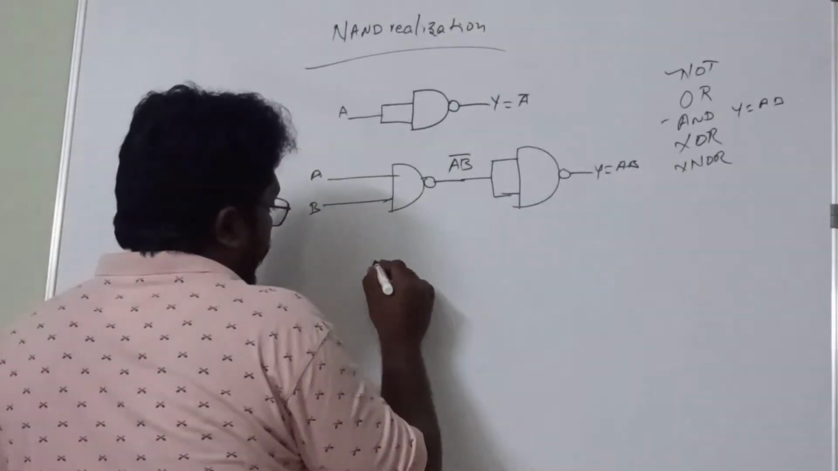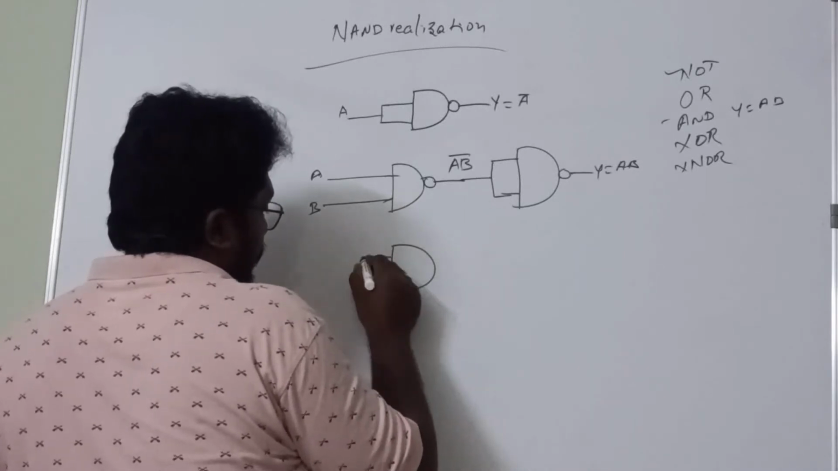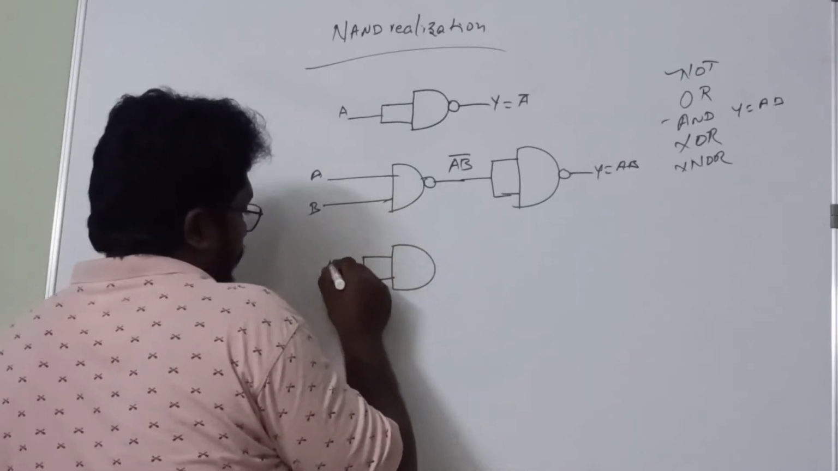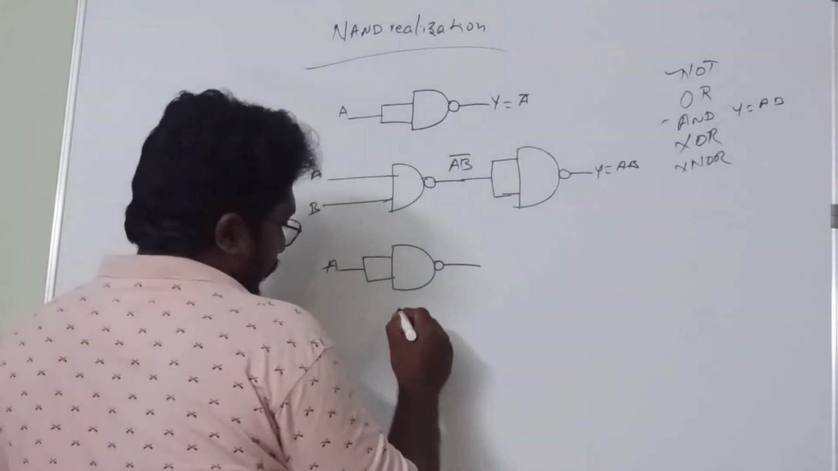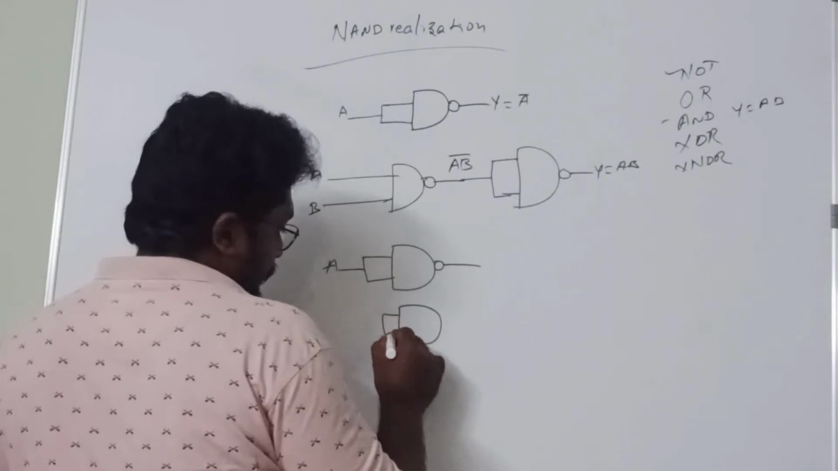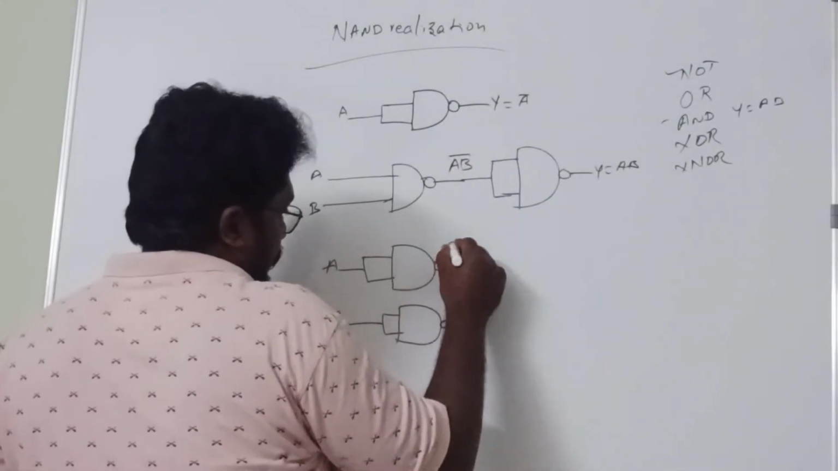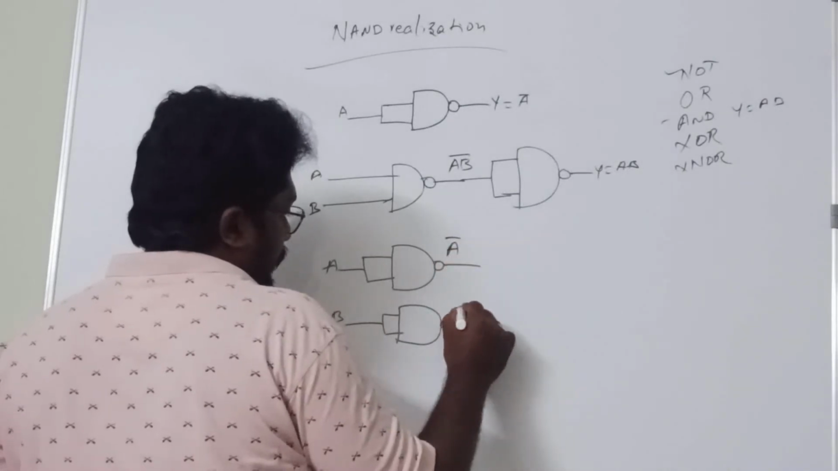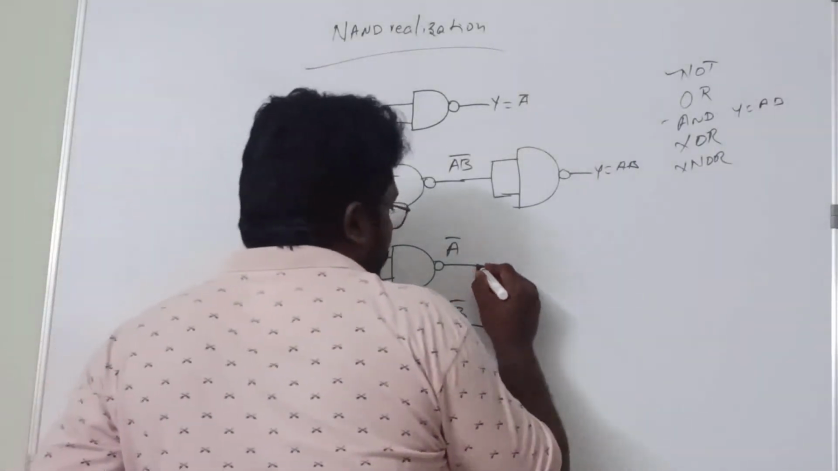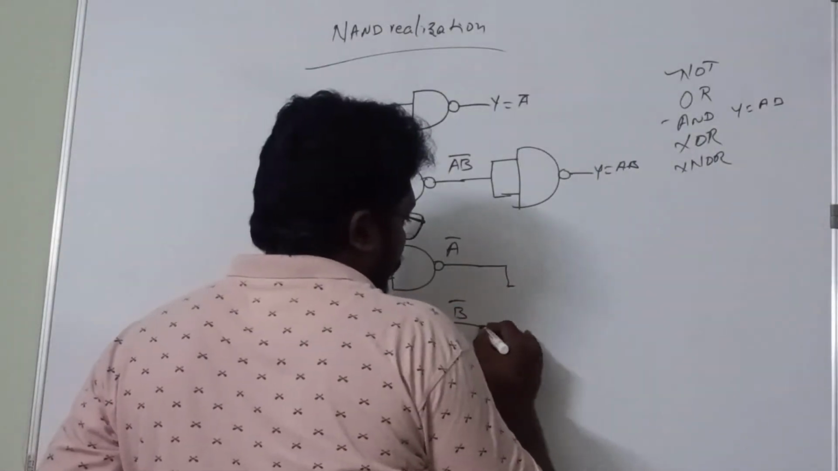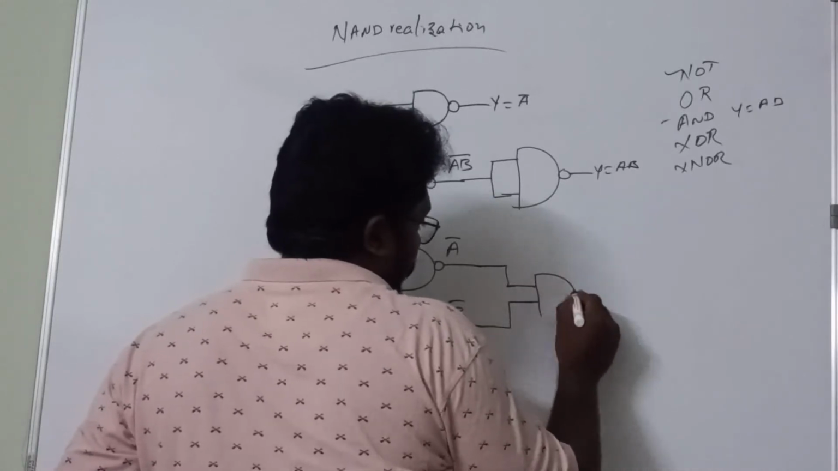This is the realization of the AND gate by using NAND gates. Then coming to the OR gate: I am taking one NAND gate with input A and another NAND gate with input B. Here I am getting A complement and here I am getting B complement. I am combining both these outputs into one more NAND gate.